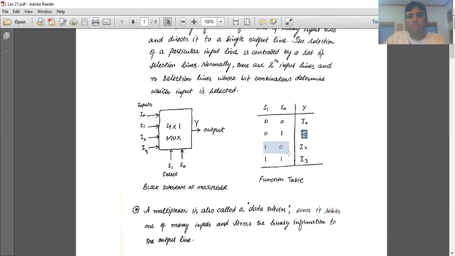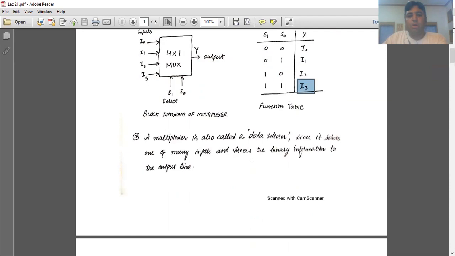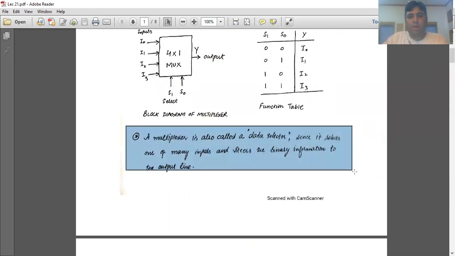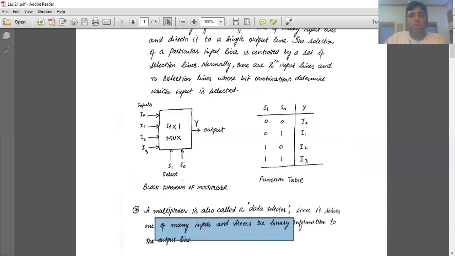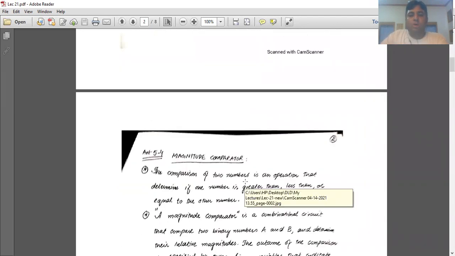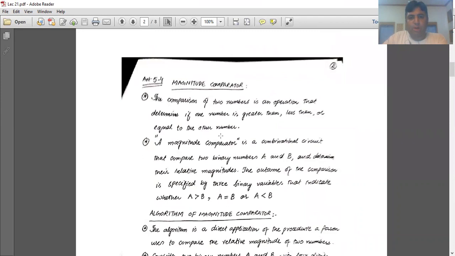Then S1 is equal to 1 and S0 is 0. This is binary 2, so in that case I2 will be selected. And 1 1 is 3, in that case I3 will be selected. So a multiplexer is also called a data selector, since it selects one of many inputs and steers the binary information to the output line. We also call a multiplexer a binary selector because it selects the input lines and directs it to the output line.